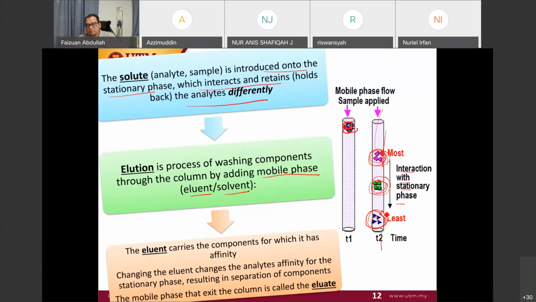So we have separated all the compounds in the sample. Okay, so now we have separated all the compounds, so we can identify, quantify, and what? We can purify, and so on, because we already separated them.